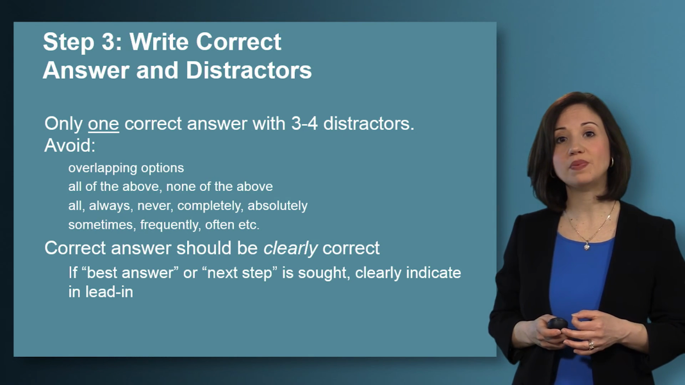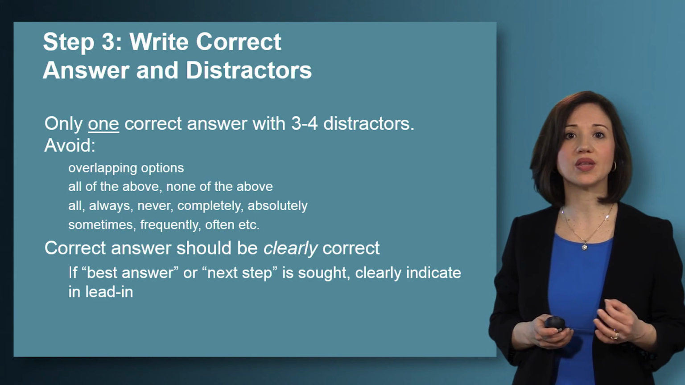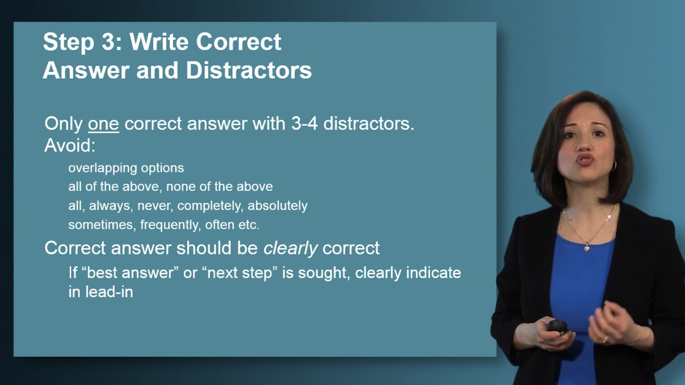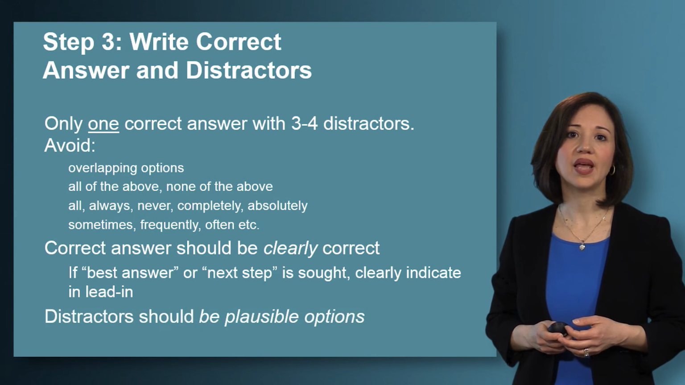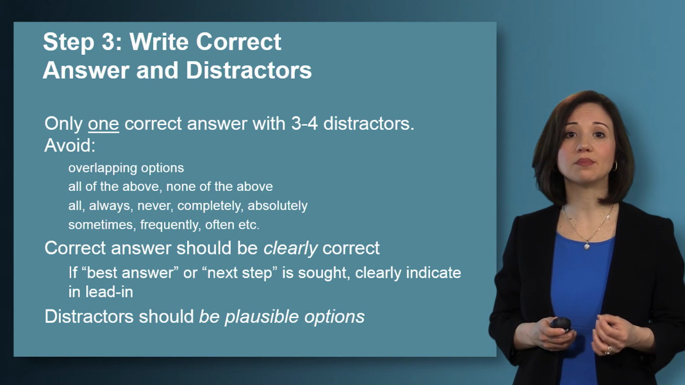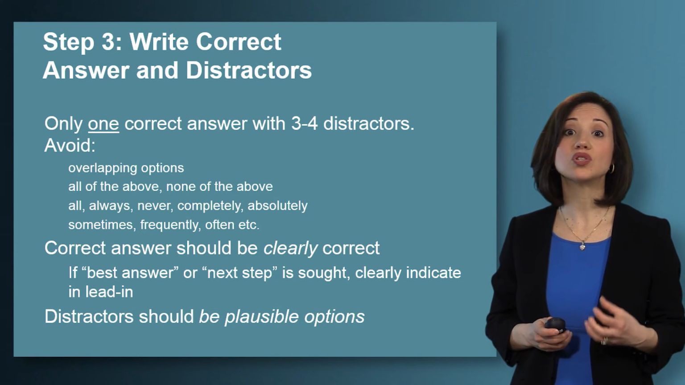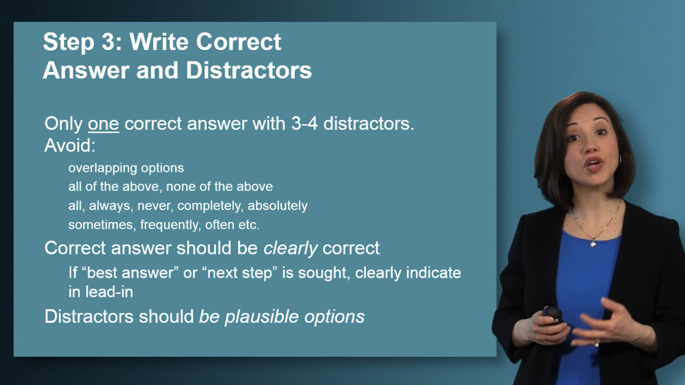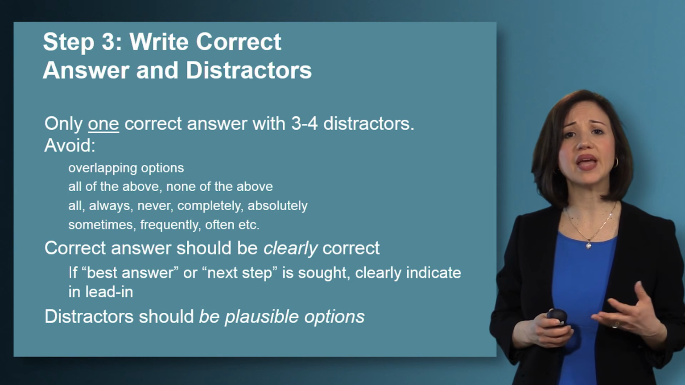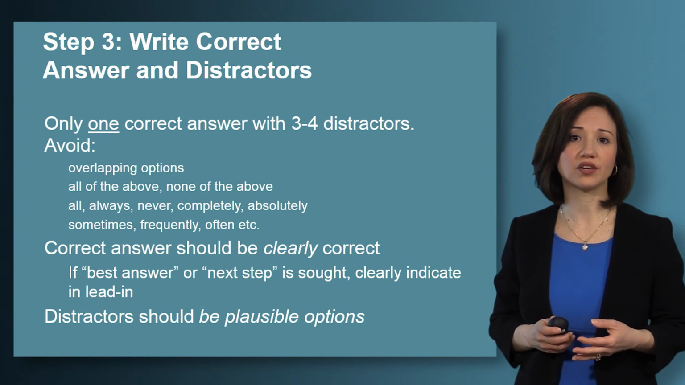The correct answer should be clearly correct. Occasionally, you'll be looking for the best answer or the next step, and if that's what you're seeking, you should clearly indicate that in the lead-in. Distractors should be plausible options. They should be options that some students would consider choosing, and I often find it useful to think about my weaker students and ask myself, how would they answer the question? These usually form the basis for good distractors.